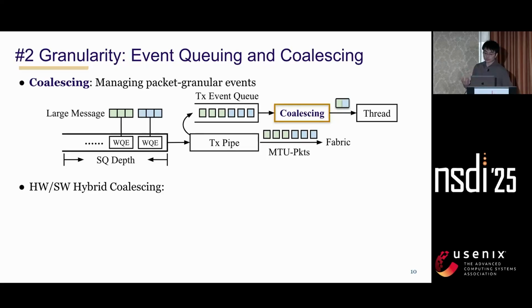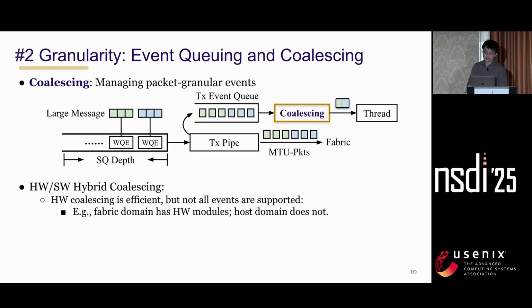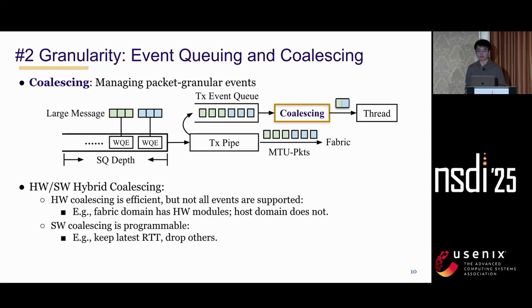To support diverse events, we design software and hardware hybrid coalescing. Firstly, the NIC provides hardware coalescing, but not all domains have the hardware modules. For example, the host domain collector is software-driven, so we need software modules to do that. Moreover, software modules enable programmability of the coalescing strategy. We can customize suitable policies for different signals. For example, for the RTT event, we can just keep the latest one and drop the others.